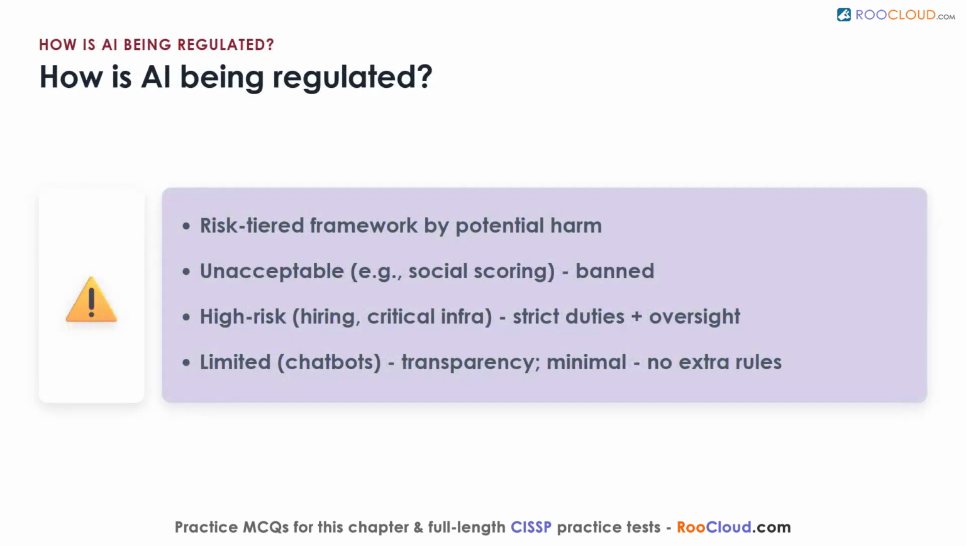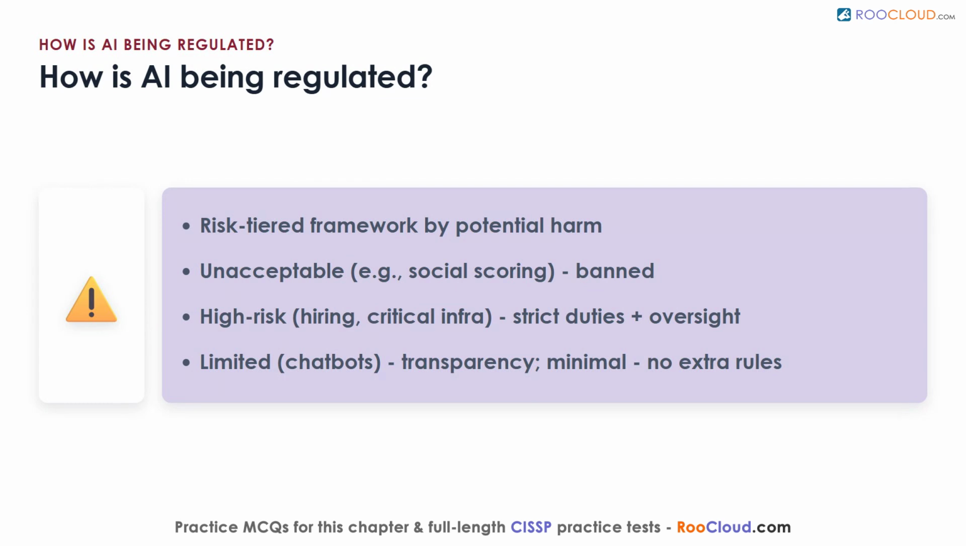How is artificial intelligence being regulated? Through a risk-tiered framework that sorts systems by how much harm they could do. The most dangerous uses, like social scoring, are simply banned. High-risk systems, such as those in hiring or critical infrastructure, face strict duties around data quality and human oversight. Limited risk systems, like chatbots, mainly owe transparency, so users know they are talking to a machine.